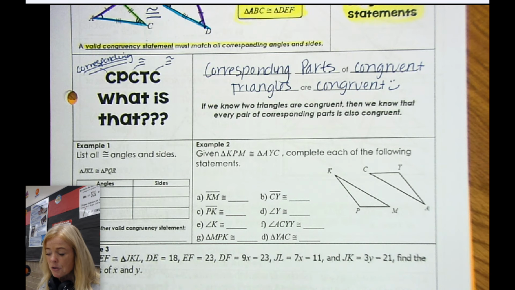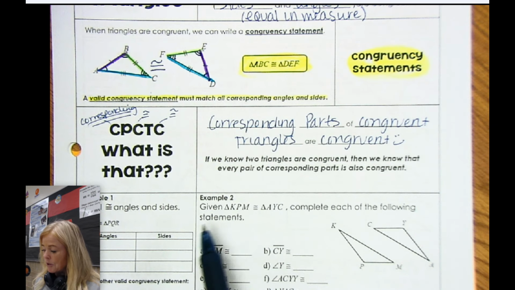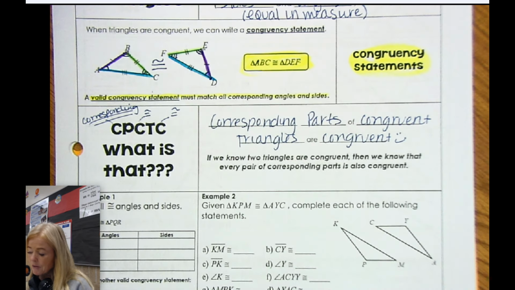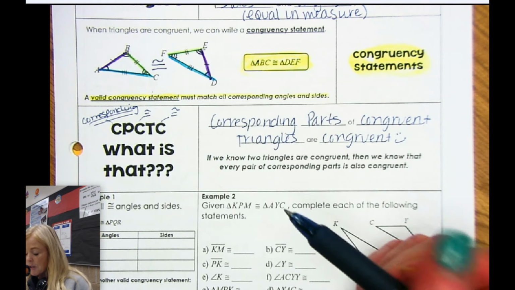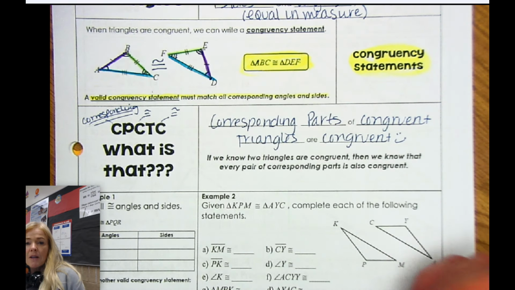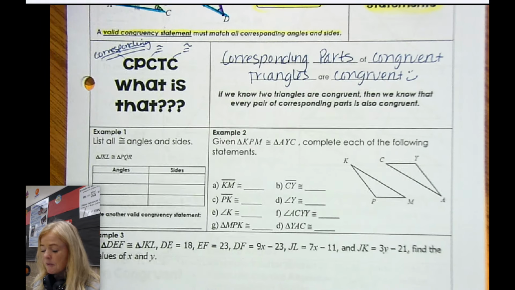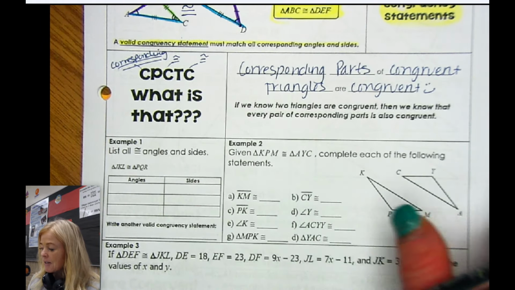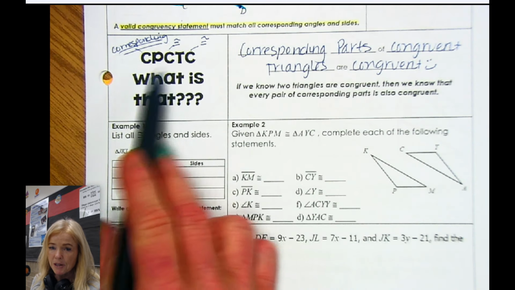All right, if we know two triangles are definitely congruent, such as these two here, then we absolutely know that every pair of corresponding parts is also congruent. So that means I know for sure that every angle has a congruent angle, its corresponding angle will be congruent, and every side has a corresponding side that's congruent. So that's what CPCTC stands for. We're going to do a few examples here. And a lot of times they're going to ask us to actually list those corresponding parts that are congruent.